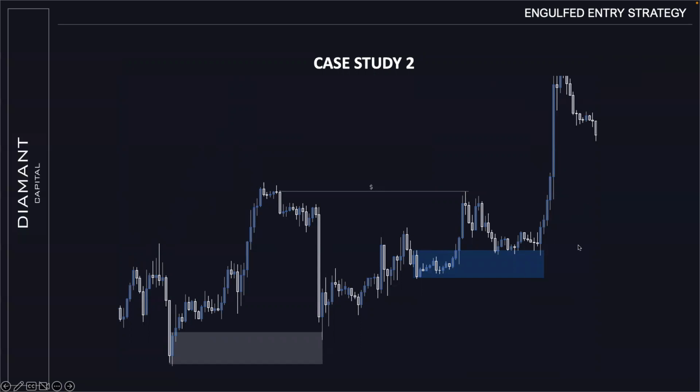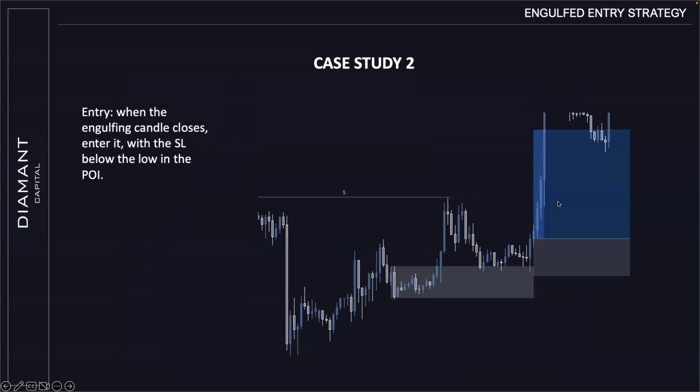And we're going to get into the engulfing candle in more detail here. So the entry is when the engulfing candle closes, enter with a stop loss below the low in the point of interest, like I've said. As you can see here, price moved downwards. A lot of price action around here, but nothing really significant happened.